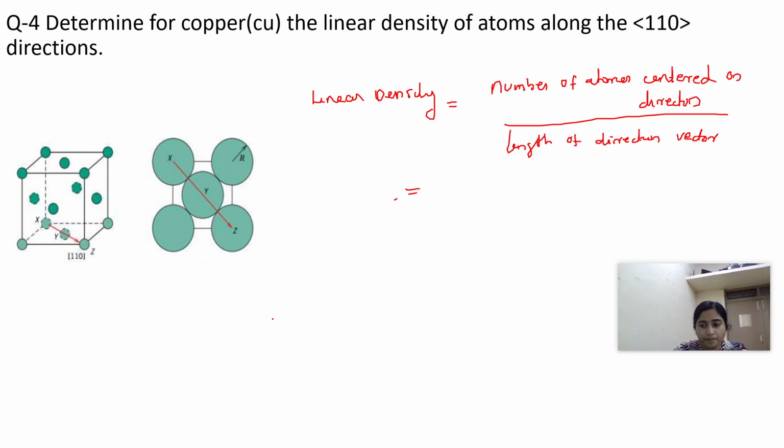We need to consider the radius of the atom for copper, in terms of the radius. 0.5 atom, 0.5 divided by r, right?